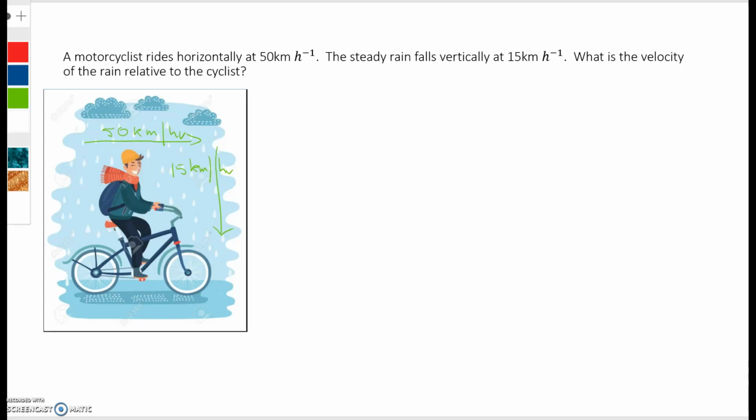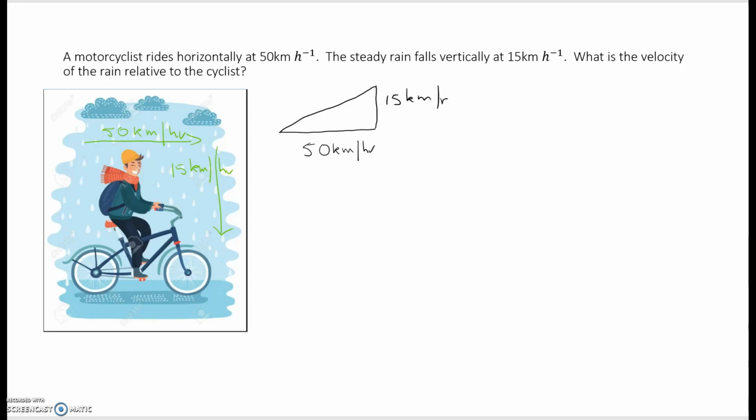So let's draw a diagram so that we've got, there's our 50 kilometers an hour. There's our, now it's coming down, but we're just going to make it go the other way so that we can add it rather than subtract the negative. So this is 15 kilometers an hour. And then we've got a resultant, which is the velocity of the rain relative to the cyclist.